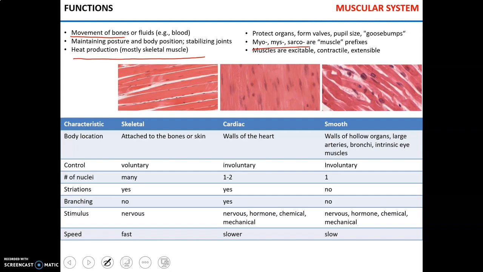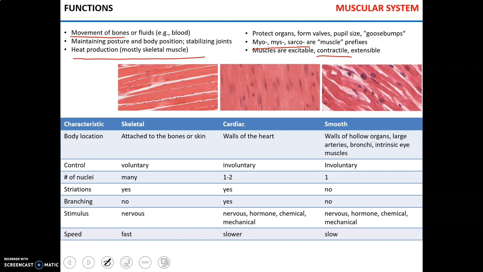And a really important feature of muscle tissue is that muscles are excitable. They can receive the signal from the nervous system and contract in response. They're contractile, so they can shorten. And they are extensible, so they can stretch and recoil.